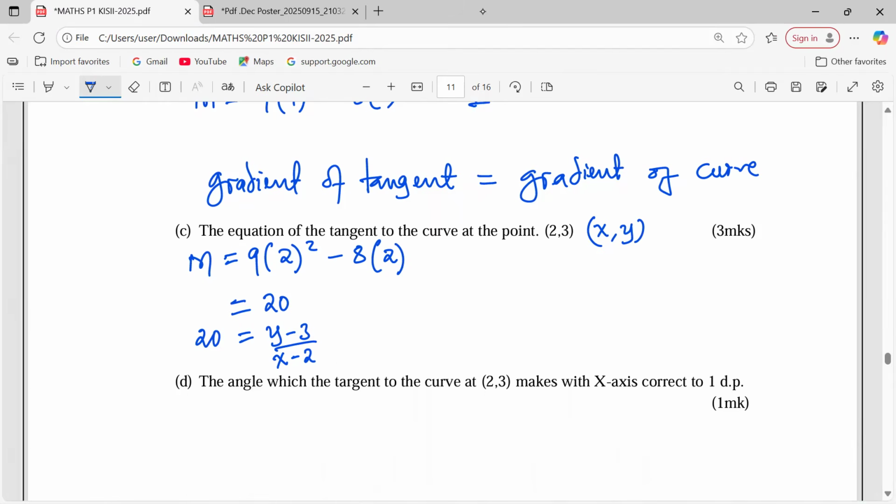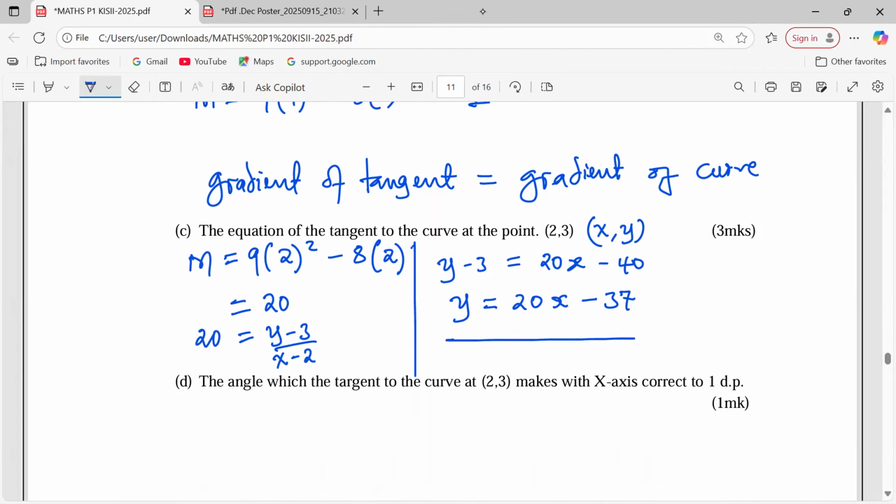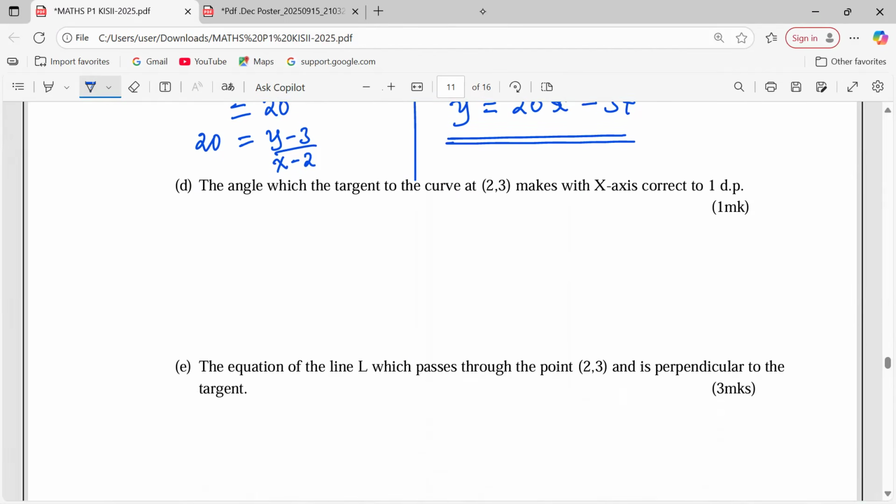Then at this point, we can do some cross multiplication. The cross multiplication will give us y minus 3 equals 20x minus 40. Then we arrange terms to remain with y. 20x minus 40 plus 3 becomes minus 37. So y equals 20x minus 37 is the equation of the tangent at the given point. A very simple working. Then look at part D.